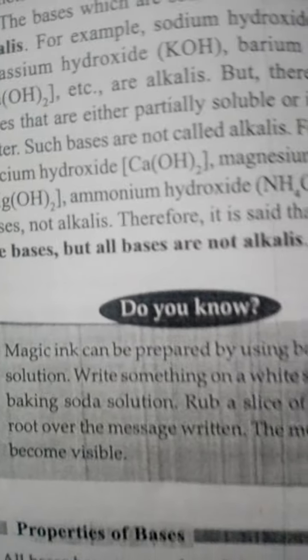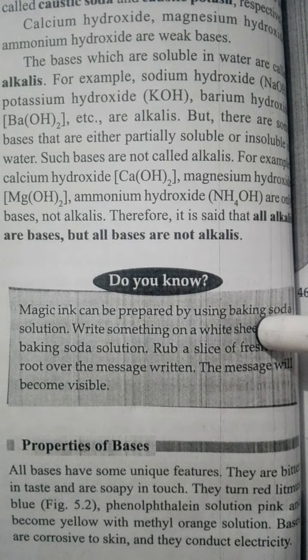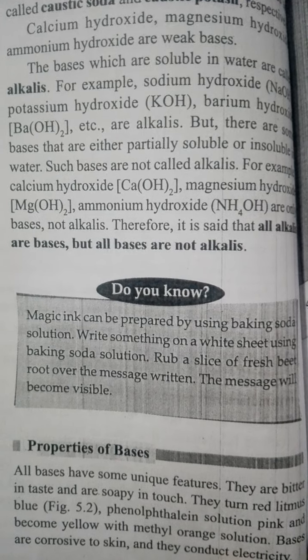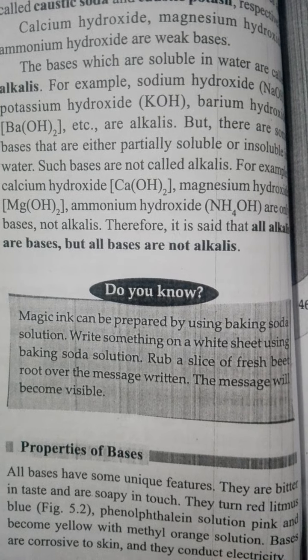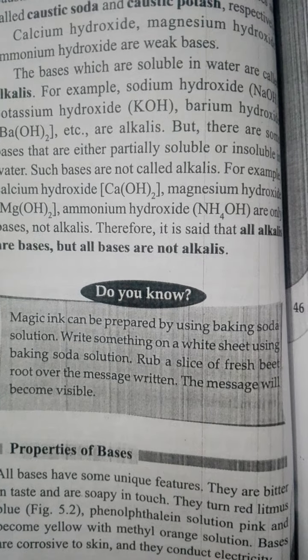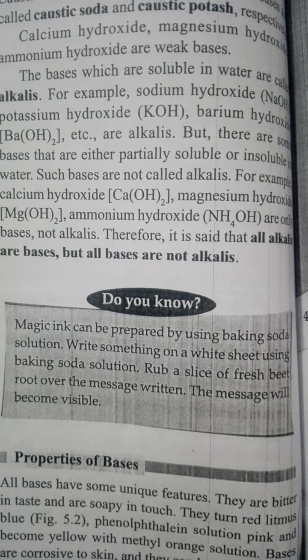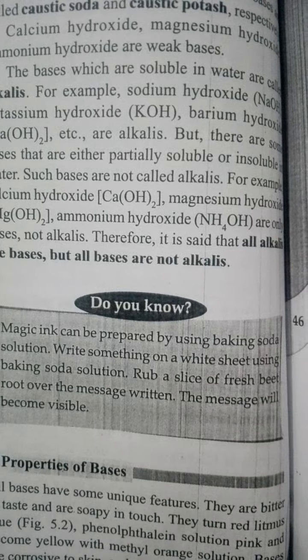And here is, do you know? Magic ink can be prepared by using baking soda solution. Write something on a white sheet using baking soda solution, then rub a slice of fresh beetroot over the message written. The message will become visible.